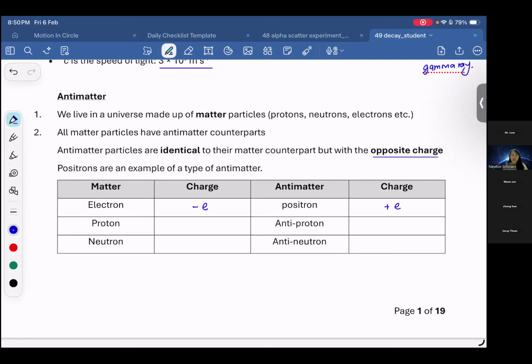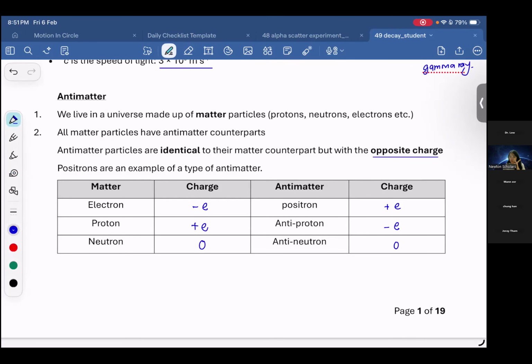Okay, proton, what is the charge? Positive e, 1 e. Antiproton, this is the antimatter of the proton, so it will still be e, but it will become negative, the opposite charge. Neutron is zero charge. Of course, the antineutron doesn't have charge, so it's still zero. Okay, is that clear? So the positron actually is the antimatter of the electron.